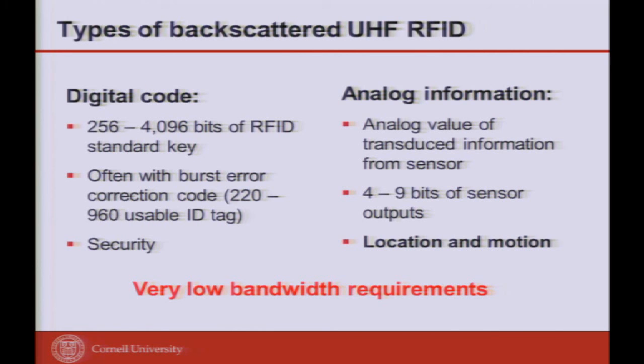In the analog way, there is also information in the carrier. You can tag a sensor, usually, say you change the way the antenna or the reflection is done. You can usually get 4 to 9 bits of sensor output, which means I can get about 200 levels of accuracy. More importantly, there is the location. Because of the backscattering, just like radar, the location information is embedded in the analog information.